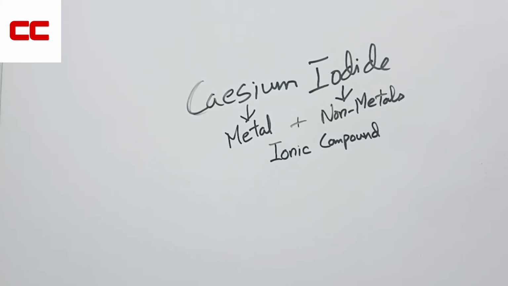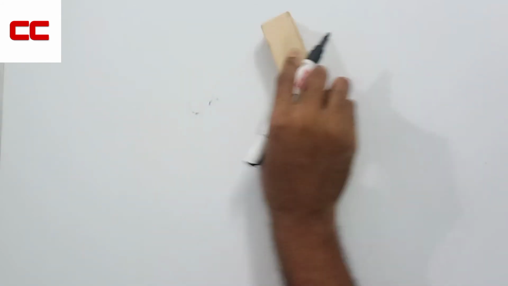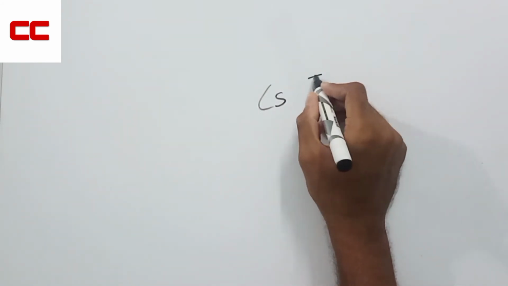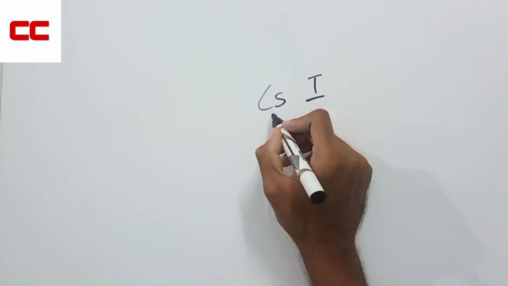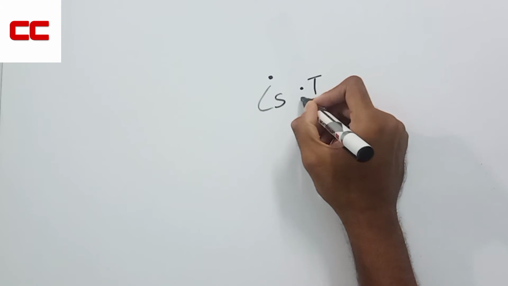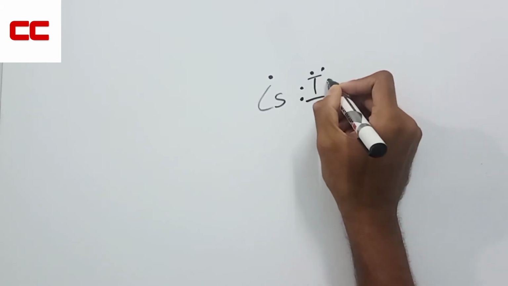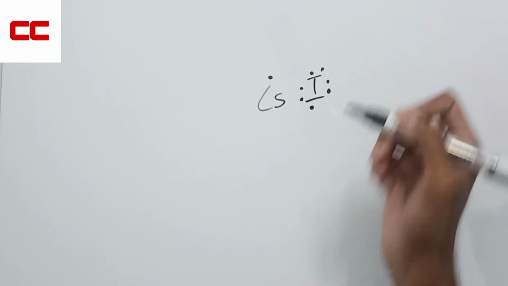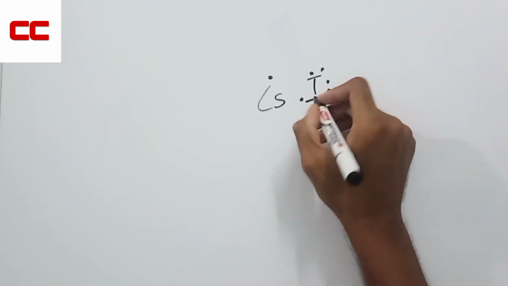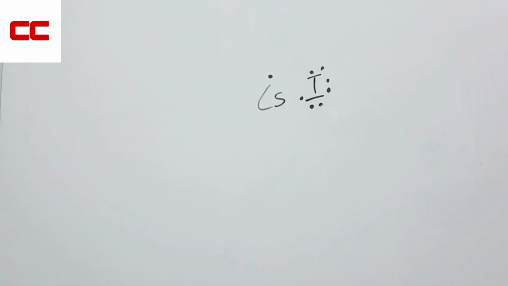Ionic compound means it is not like the mutual sharing of a covalent bond. Let me show this for you. Cesium is from the first group, so it has only one valence electron. But iodine has 1, 2, 3, 4, 5, 6, 7 valence electrons. It looks odd to draw like this, so let me draw it this way. So 7 valence electrons are there.